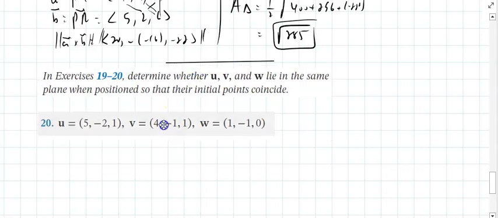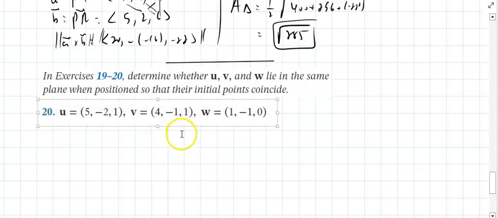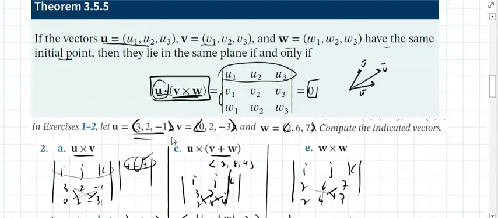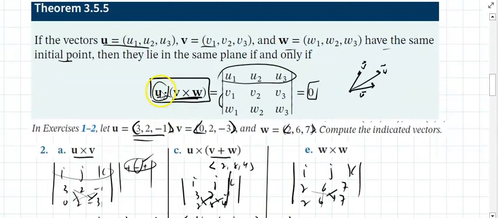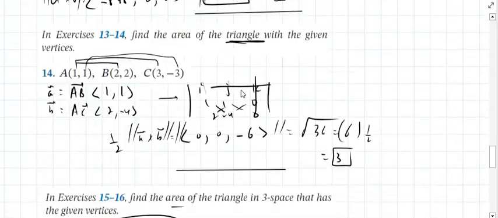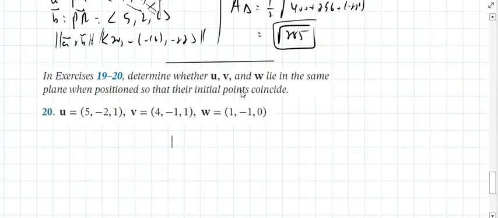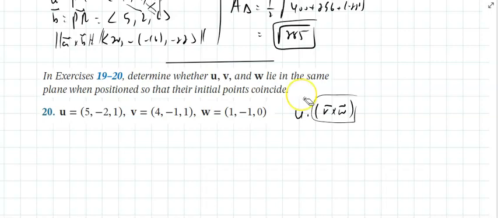Okay. Determine if U, V, and W lie in the same plane when positioned so that their initial points coincide. That's the theorem we're talking about. You could take U dot V cross W and see if you get a 0, or you could write it that way. It's up to you. So you could say U dotted with V cross W. You could find V cross W.